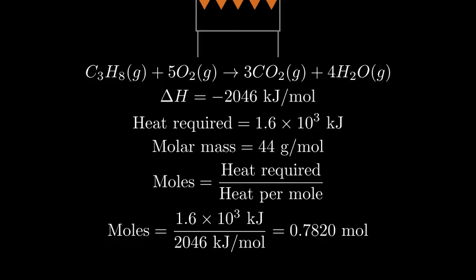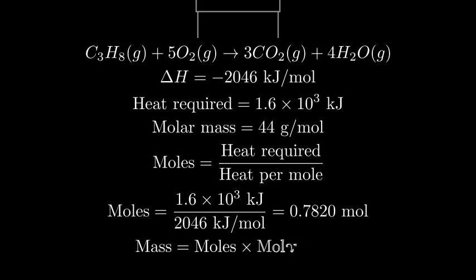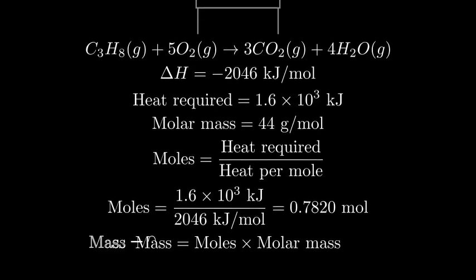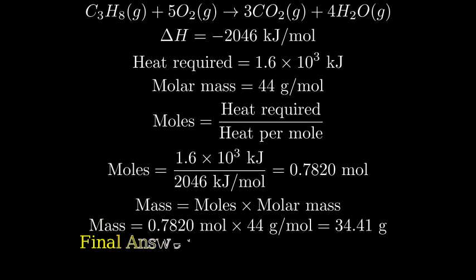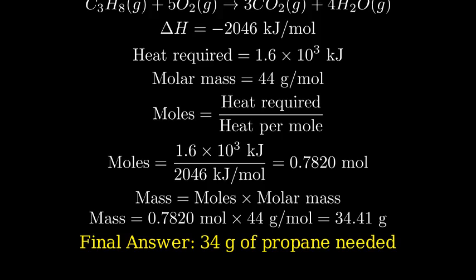Next, we'll convert moles to grams by multiplying by the molar mass. That's 0.7820 moles times 44 grams per mole. This gives us 34.41 grams of propane. Finally, rounding to two significant figures, as requested, we need 34 grams of propane to cook our pork roast.